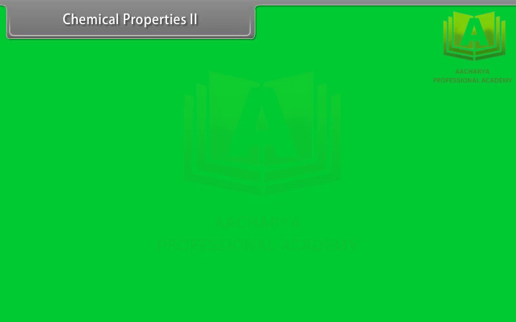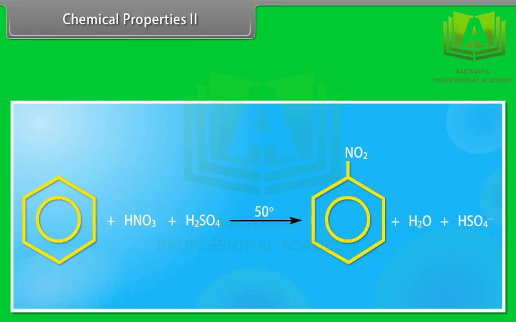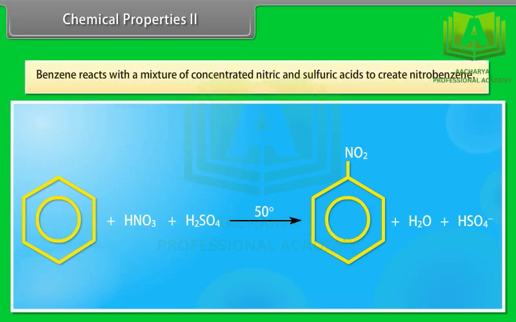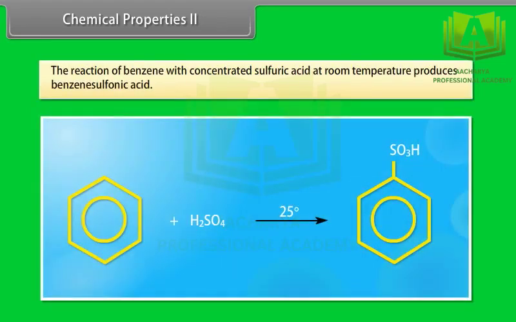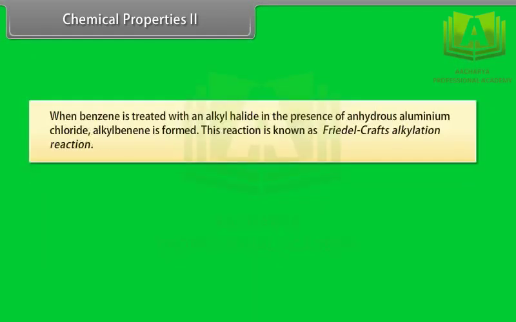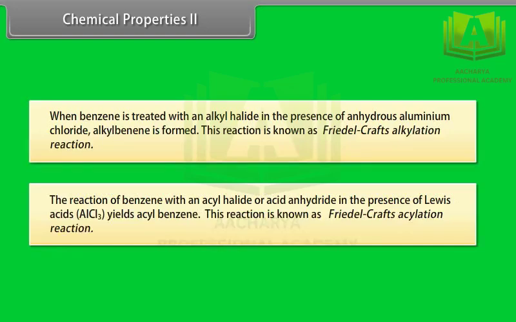Chemical properties 2. In another example of an electrophilic aromatic substitution reaction, benzene reacts with a mixture of concentrated nitric and sulfuric acids to create nitrobenzene. The reaction of benzene with concentrated sulfuric acid at room temperature produces benzene sulfonic acid. When benzene is treated with an alkyl halide in the presence of anhydrous aluminium chloride, alkylbenzene is formed. This reaction is known as the Friedel-Crafts alkylation reaction. The reaction of benzene with an acyl halide or acid anhydride in the presence of the Lewis acid AlCl3 yields acylbenzene. This reaction is known as the Friedel-Crafts acylation reaction.